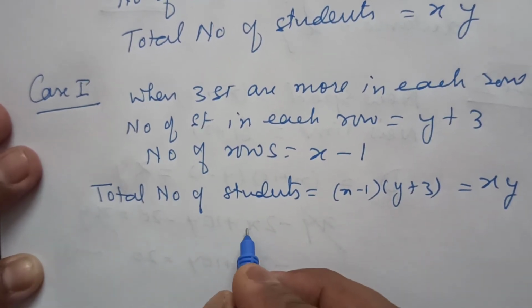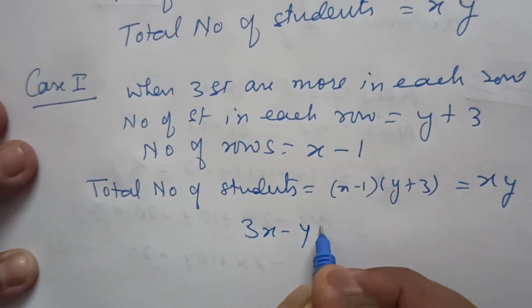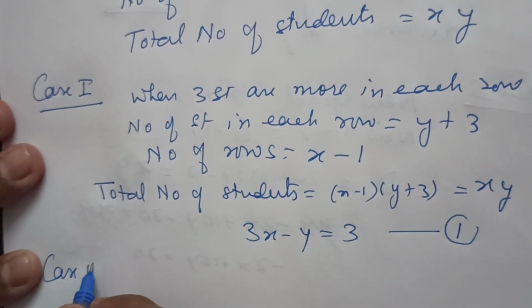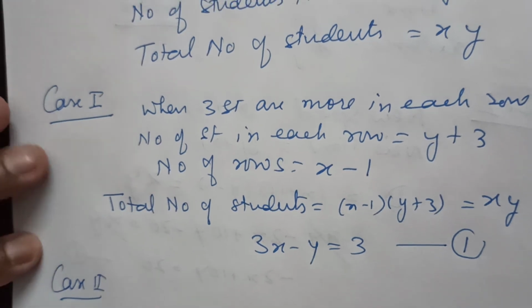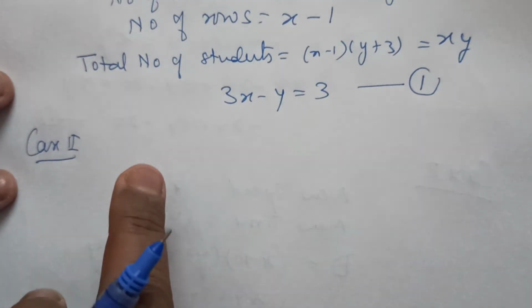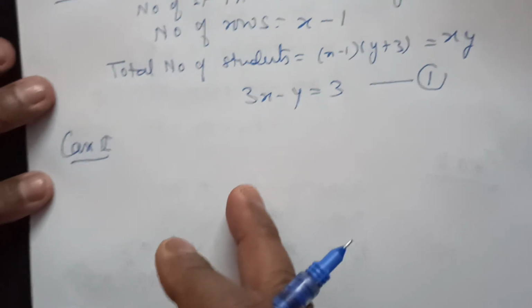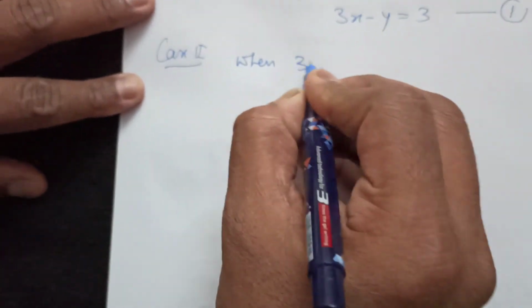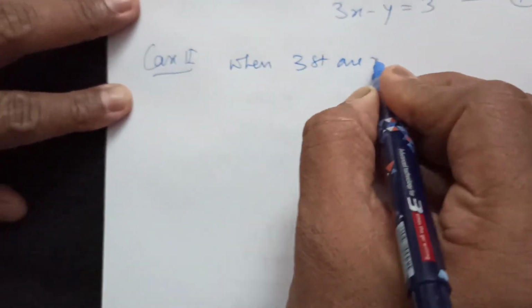When you open the bracket, you get 3x minus y is equal to 3. This is your equation number 1. Now, case 2. In the first case, 3 more students. Now, there are 3 students removed from each row.